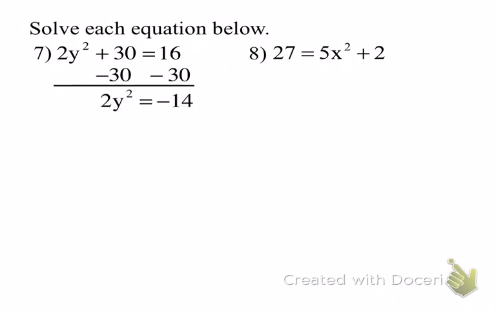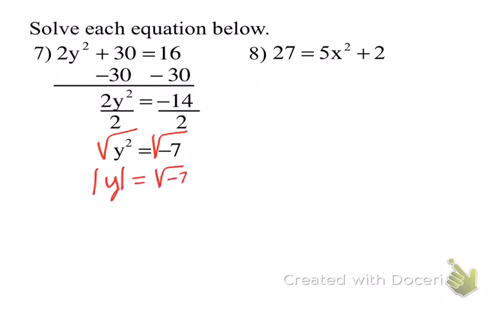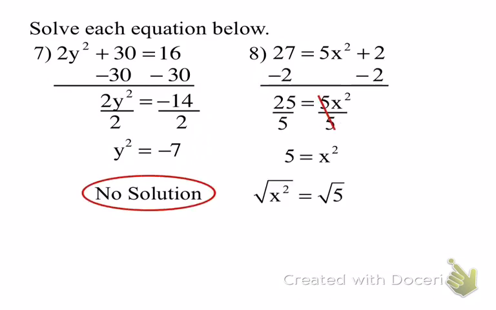Okay, doing the same thing. Divide. Now what? Okay, I'm rooting. Oh my gosh, I just did something illegal. So I get the absolute value equal to the square root of negative 7. Really? You can't have a negative in there. So you say no solution. In this case, it's an equation, so we'd say no solution.